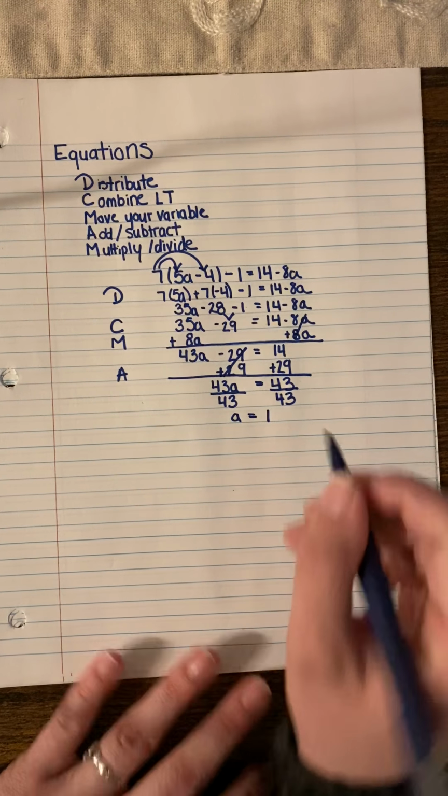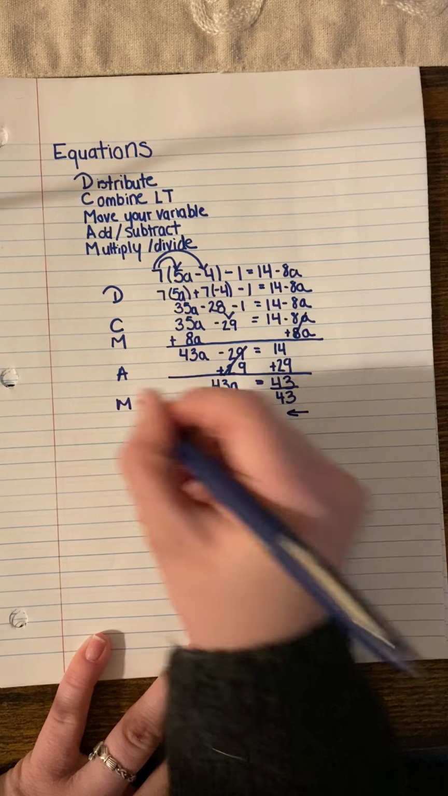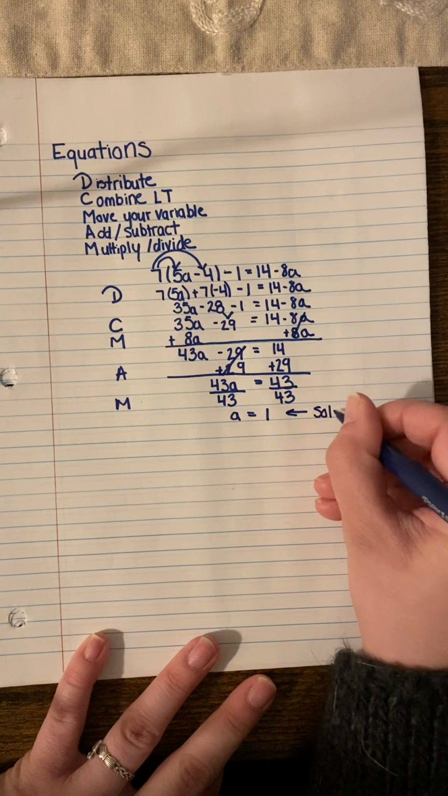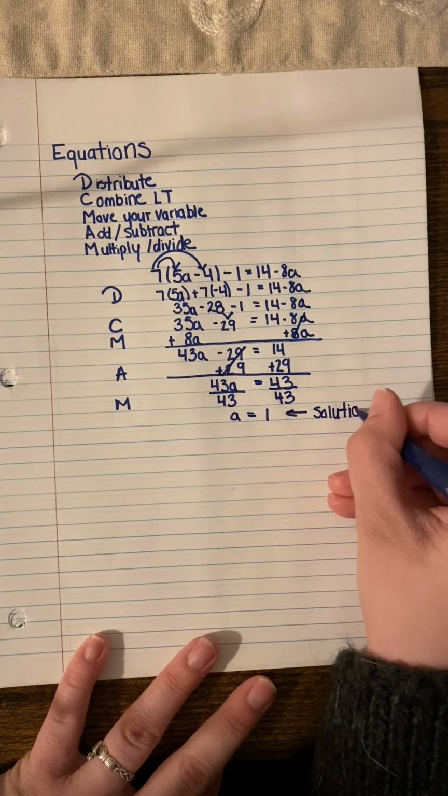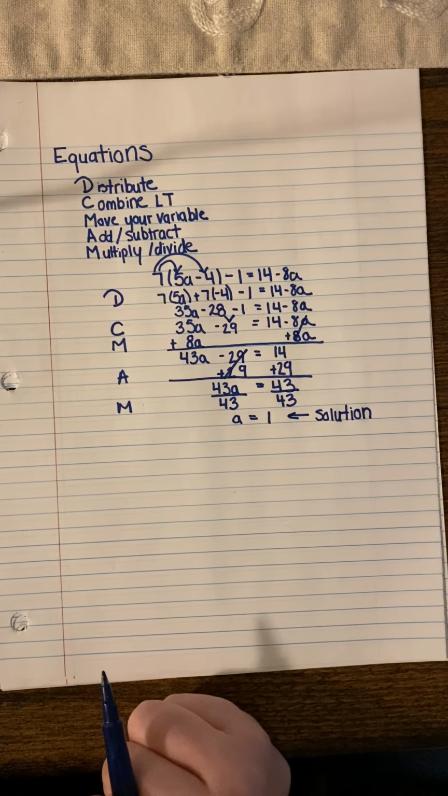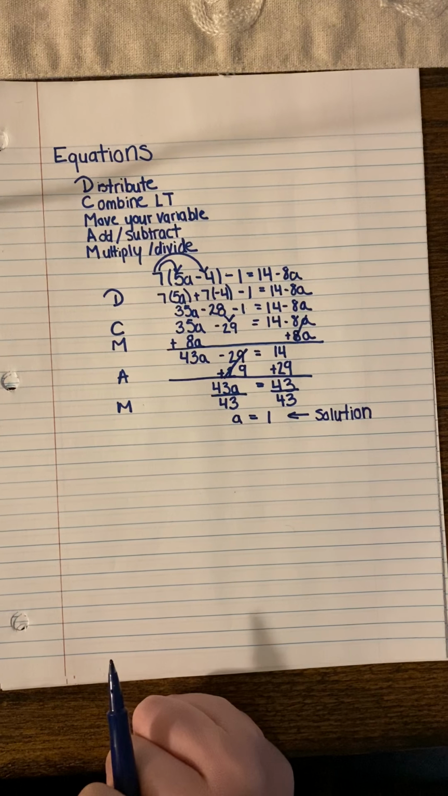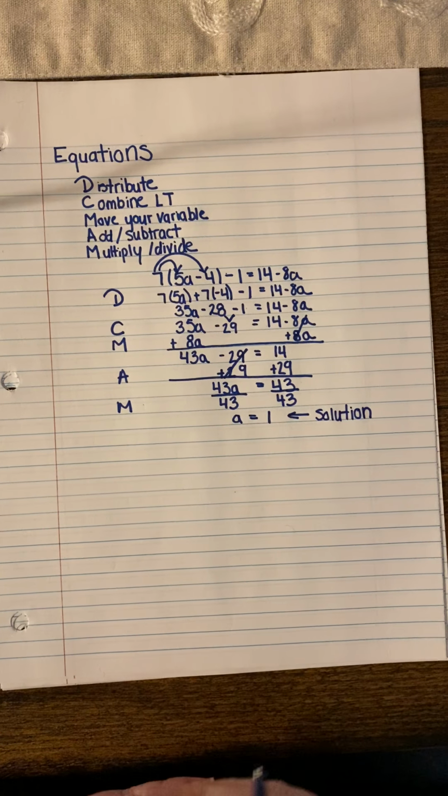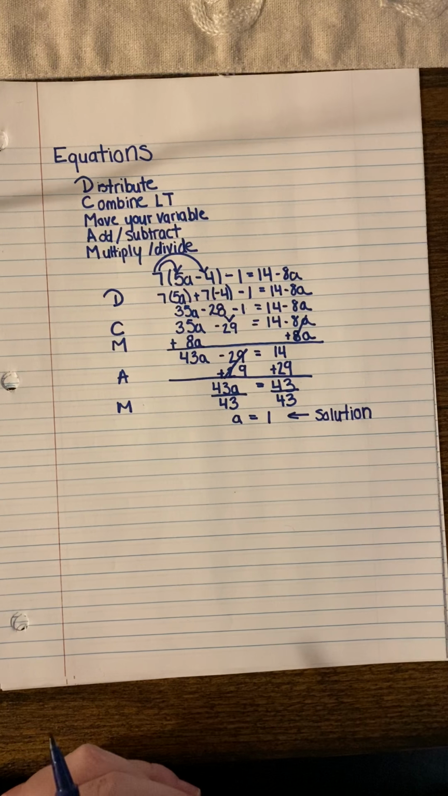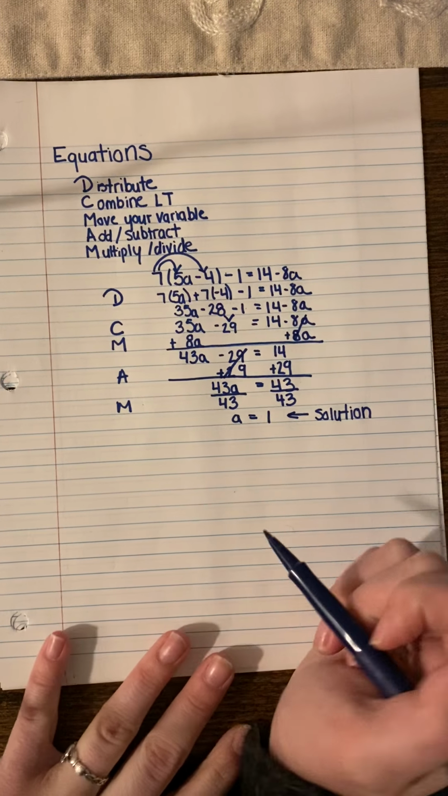Okay, so we just found our solution. Let me label this as our solution or our answer, okay? We distributed, we combined like terms, we moved our variable using inverse operations and the property of equality, we added and subtracted, we multiplied or divided, okay? We got one more. Here's the next one for you.